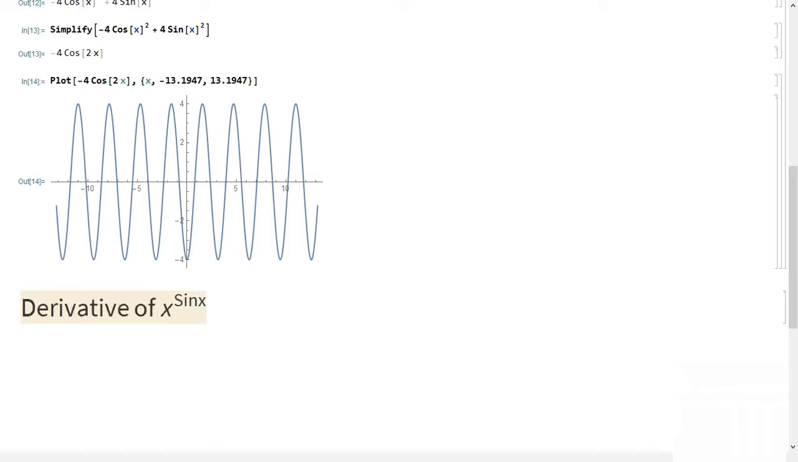I want to differentiate this kind of expressions, that is to find the derivative of this kind of expressions. So how do I do that? Again, the answer is very simple. In Mathematica, just type D and you just input your expression.